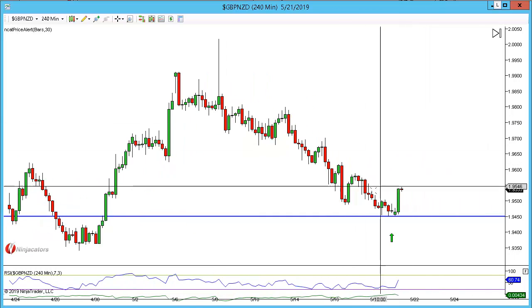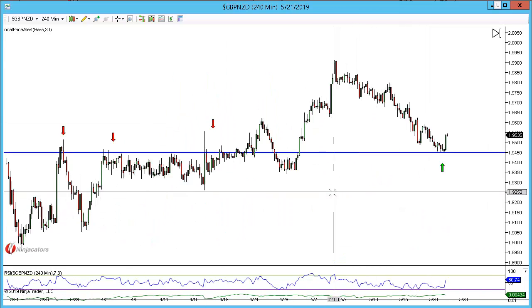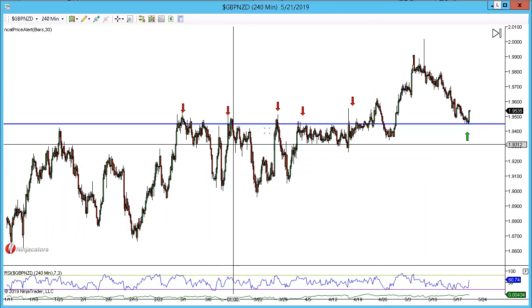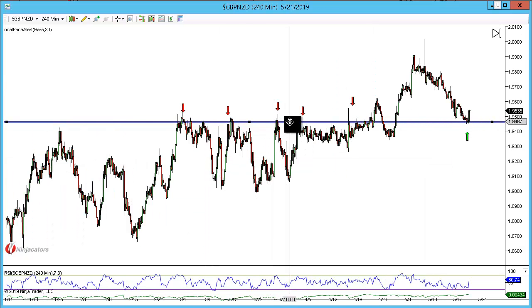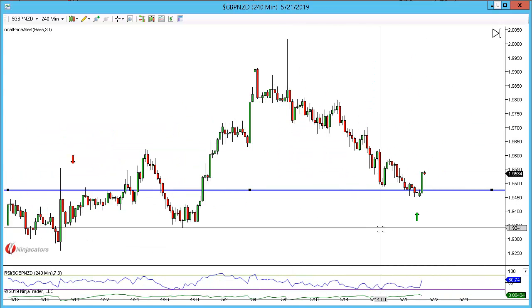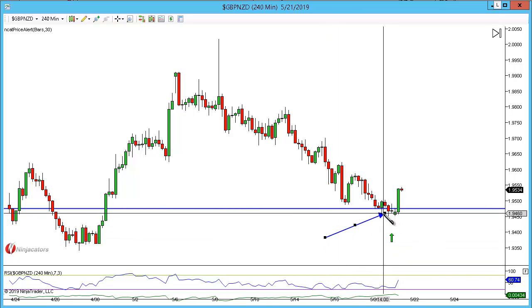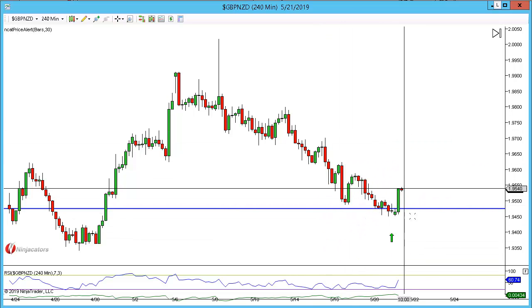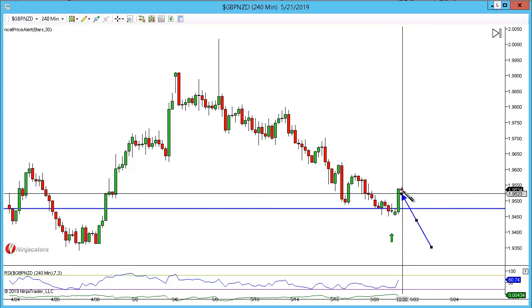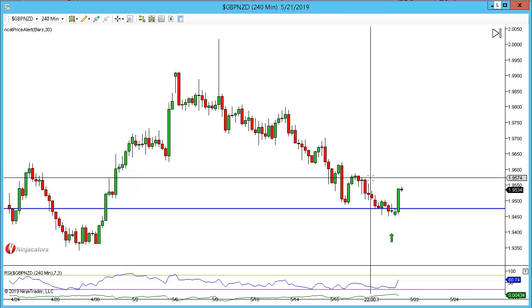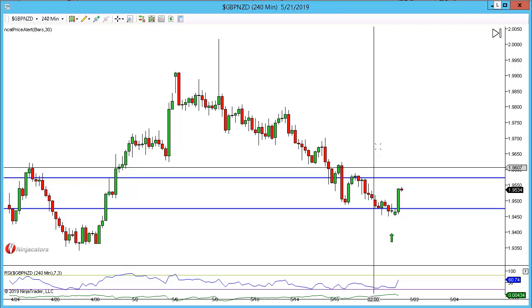Okay, here on the 240, we are still down at that structure level. In fact, on the 240, the structure level is here. But if we zoom in, you can see technically we haven't violated it because of these wicks. So we're still holding that structure level, and we have seen a bullish momentum candle here, an indication that we could be coming higher, potentially up to this zone.